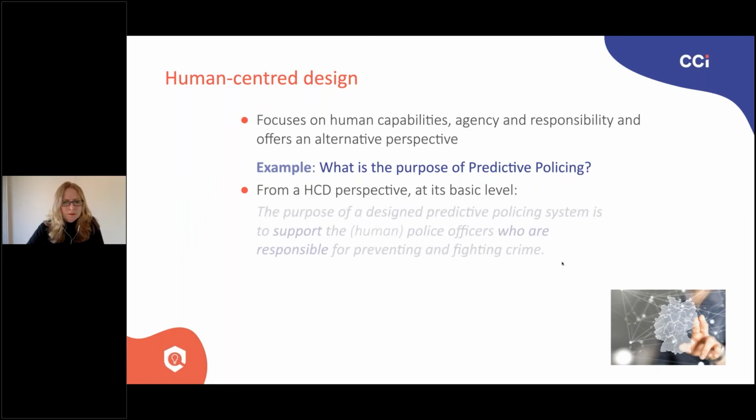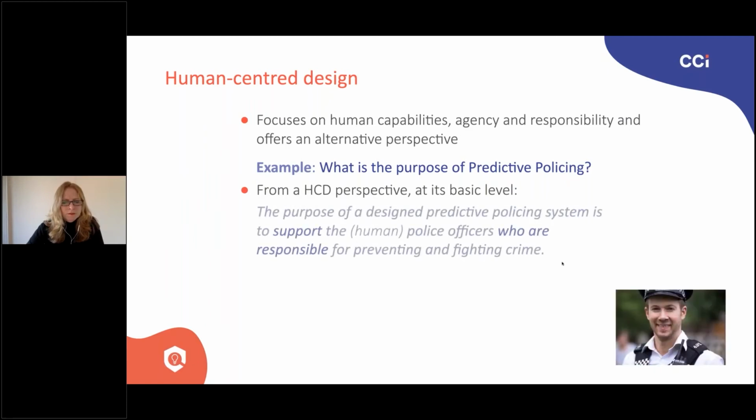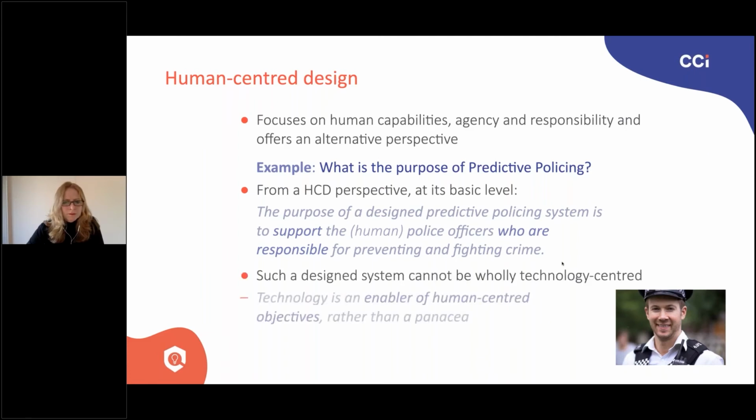But from a human-centered design perspective, at its basic level, the purpose of a designed predictive policing system should be to support the human police officers who are responsible for preventing and fighting crime. Such a designed system can't be wholly technology-centered, because technology has to be an enabler of human-centered objectives rather than some sort of magical panacea.